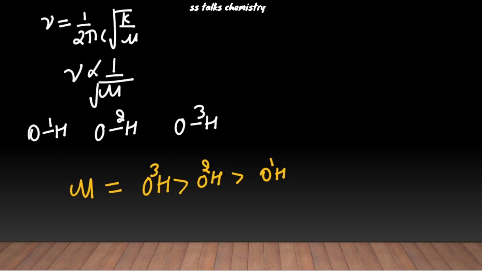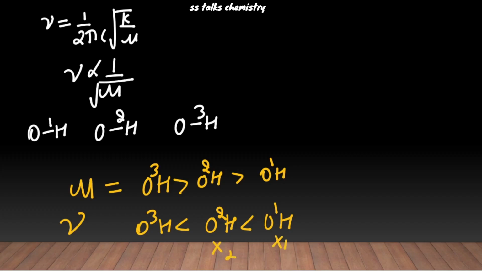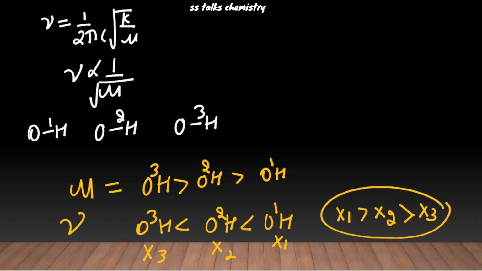So it is inversely proportional, so the frequency order will be the reverse of it. That means tritium will have the least, followed by deuterium, and the maximum will be for protium. They have said this is x1, this is x2, and this is x3. So we can say that x1 is greater than x2, and then the x3 value you are going to have. So this is the order that we are observing.